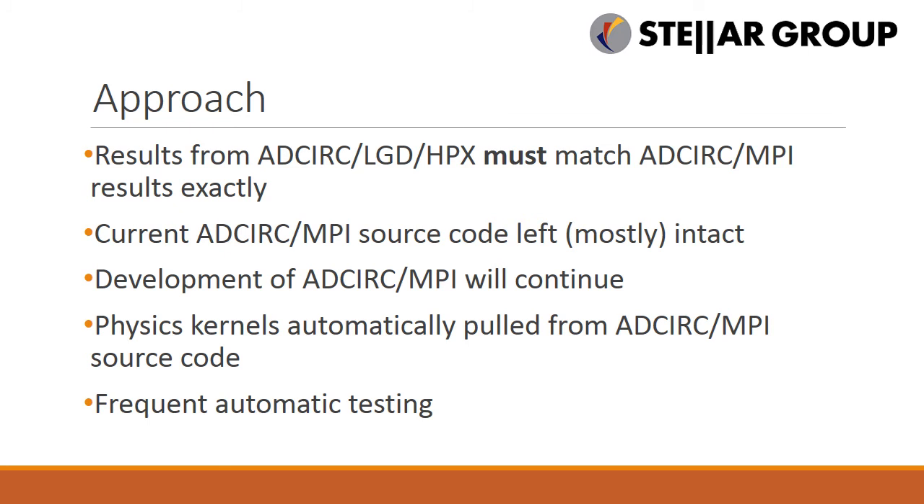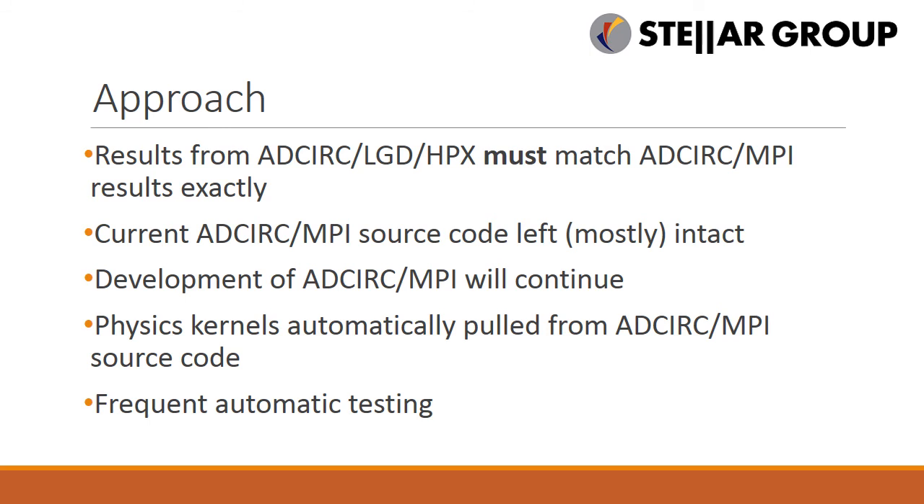We also want the current ADCIRC MPI source code to essentially remain intact. There may be some refactoring of the code that needs to happen in order to facilitate the use of these Fortran subroutines with the C++ code. But the idea is that the ADCIRC MPI source tree would remain intact, would continue to be developed. Physics algorithm developments would continue to take place inside this ADCIRC MPI source code.